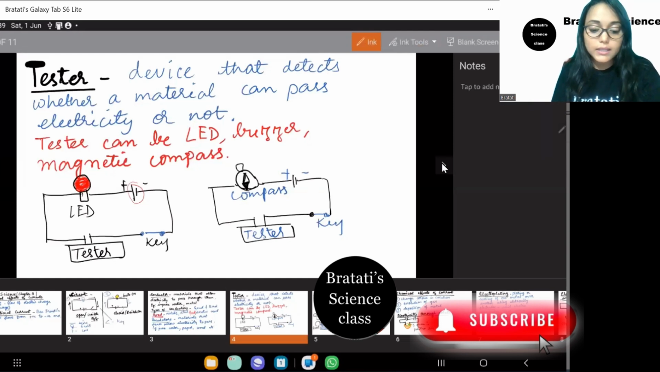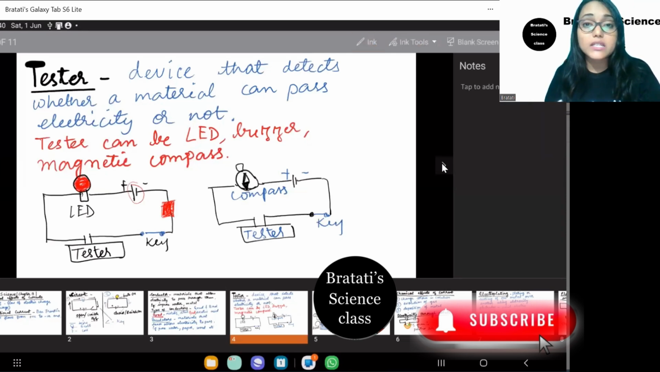That shows that the tester shows that whatever material is there in the circuit, that is a good conductor or a poor conductor, but it's a conductor. So there will be actually the metal or the material we are talking about. Okay, so it can be metal or it can be any other material, like plastic, wood, or other material. So this tester is basically this one.